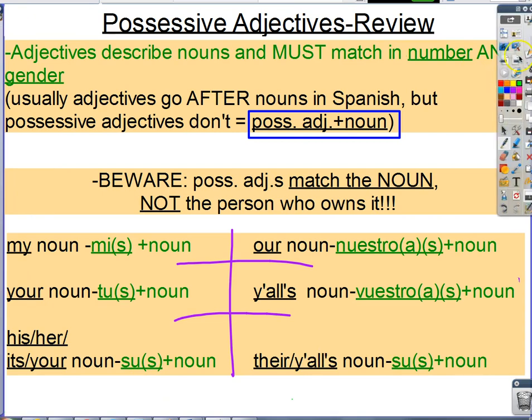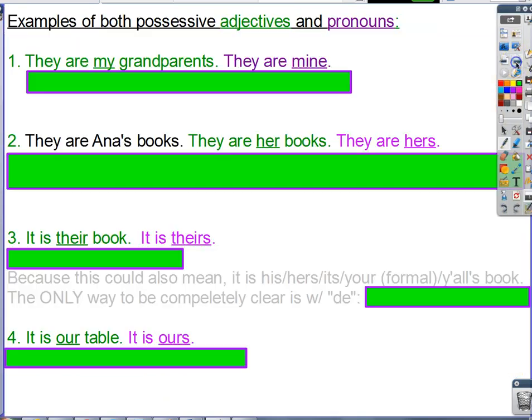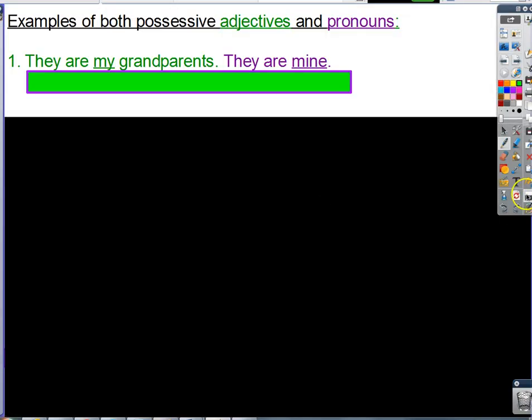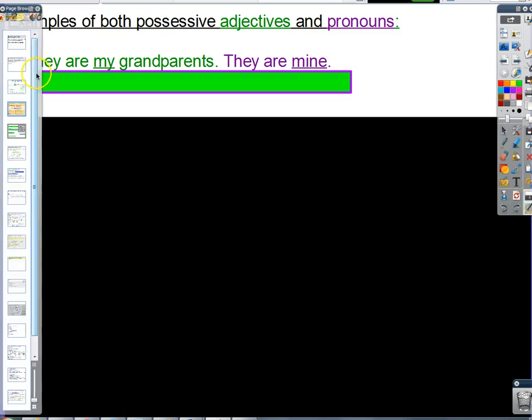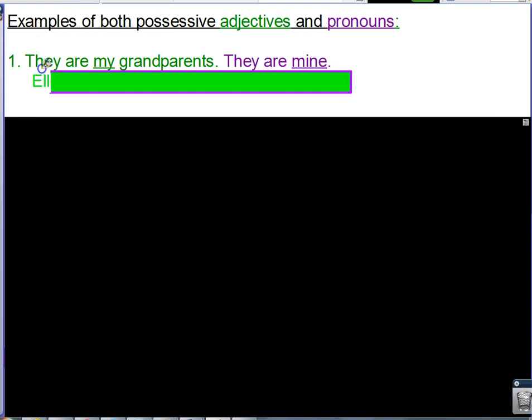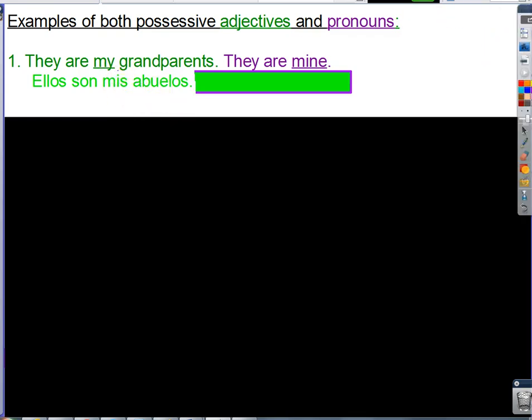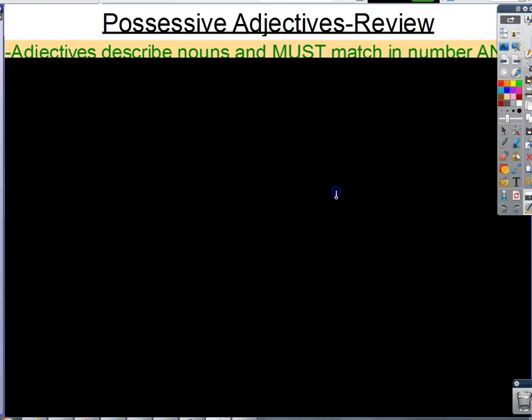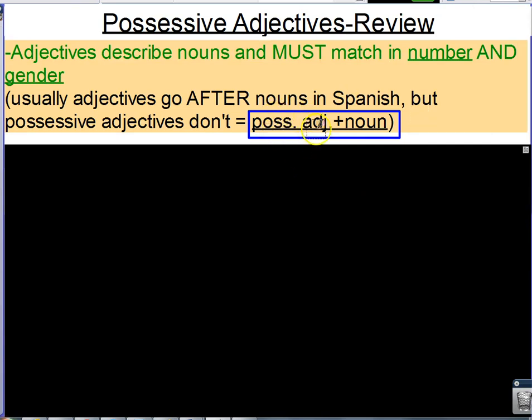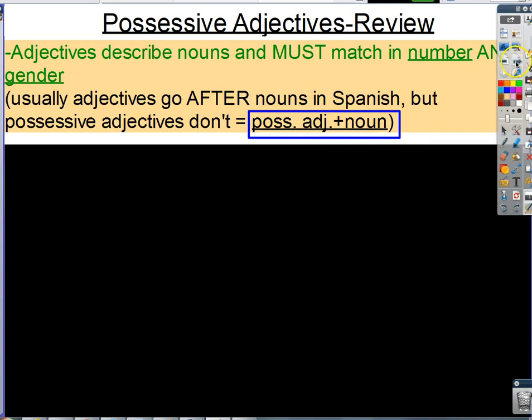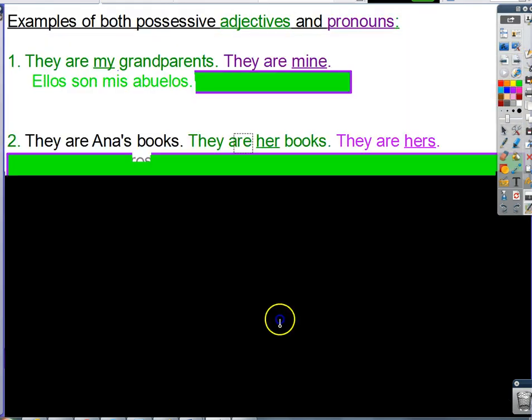Let's see how you did with your example sentences with your possessive adjectives. Okay, so if you were saying they are my grandparents, well, your grandparents aren't inanimate objects, so yes, you would need to start with ellos because otherwise it could be you guys. Son mis abuelos. For those of you that have mis los abuelos, if you go back to that formula we put a box around, it doesn't say that we have the possessive adjective plus the definite article plus the noun. It's just adjective plus noun. So mis abuelos.